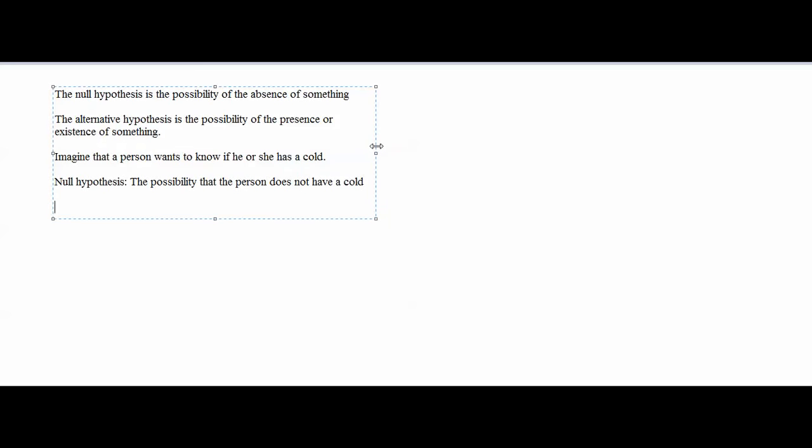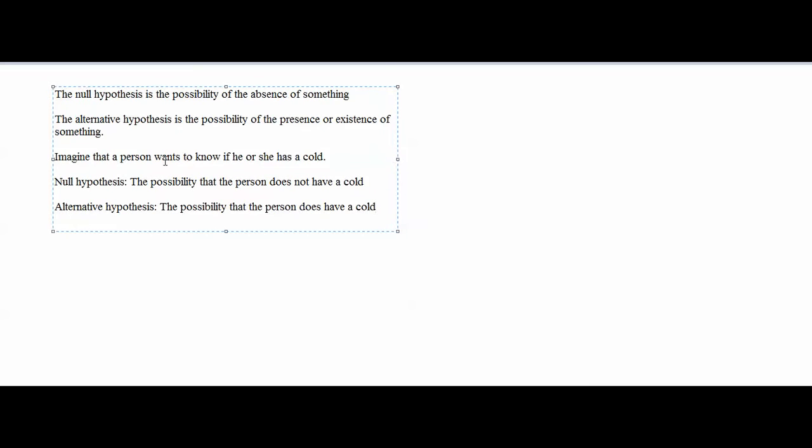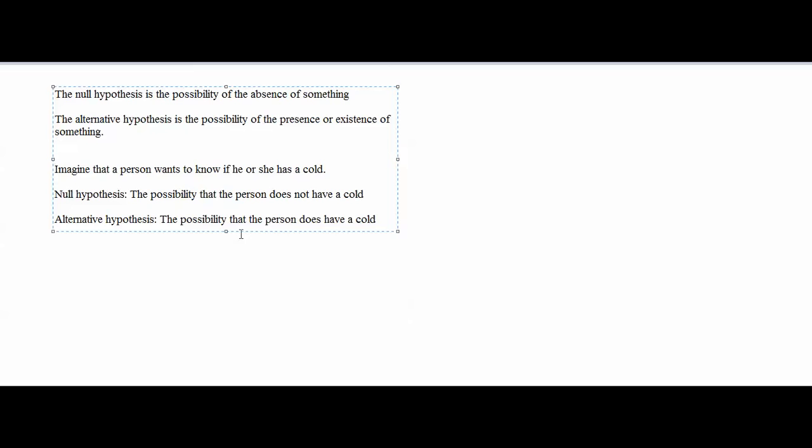The alternative hypothesis is the opposite possibility. The alternative hypothesis is the possibility that the person does have a cold. So it's the possibility of the existence of the cold. It's the possibility that the cold does exist. So this is situation one. What's another situation?